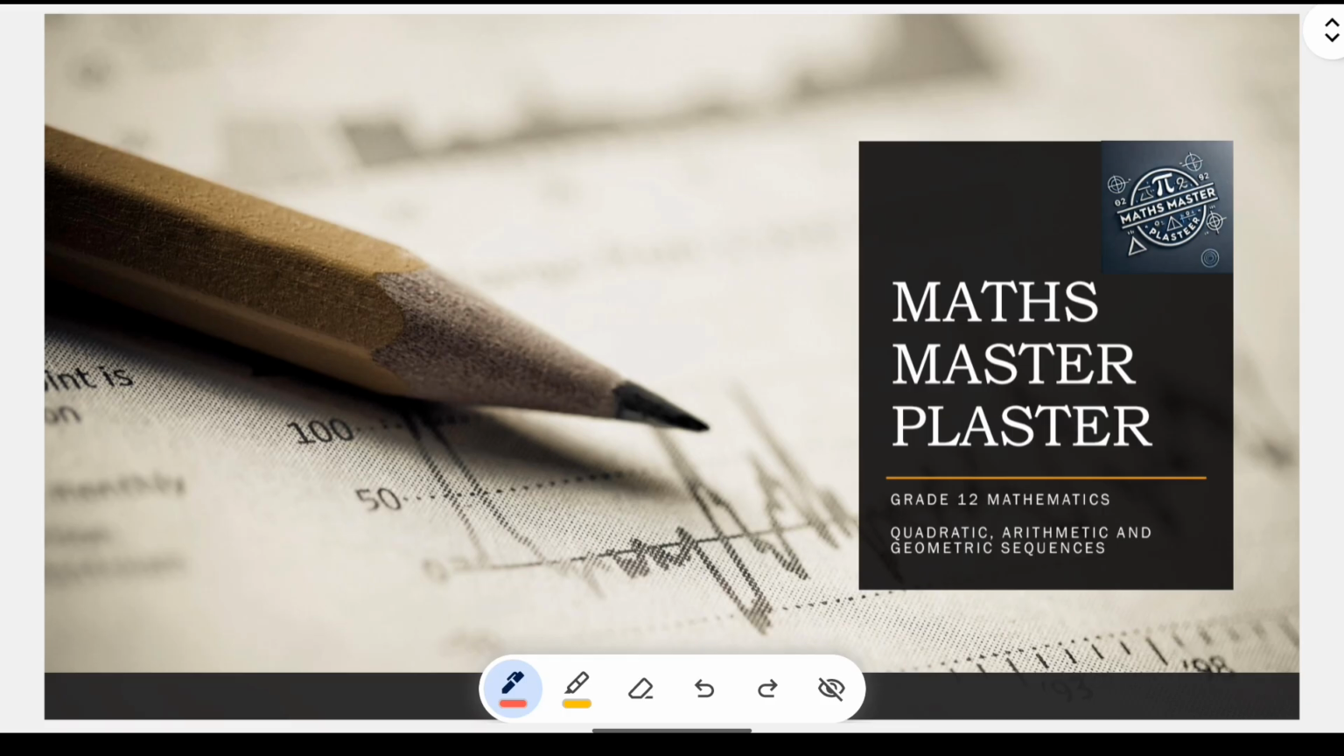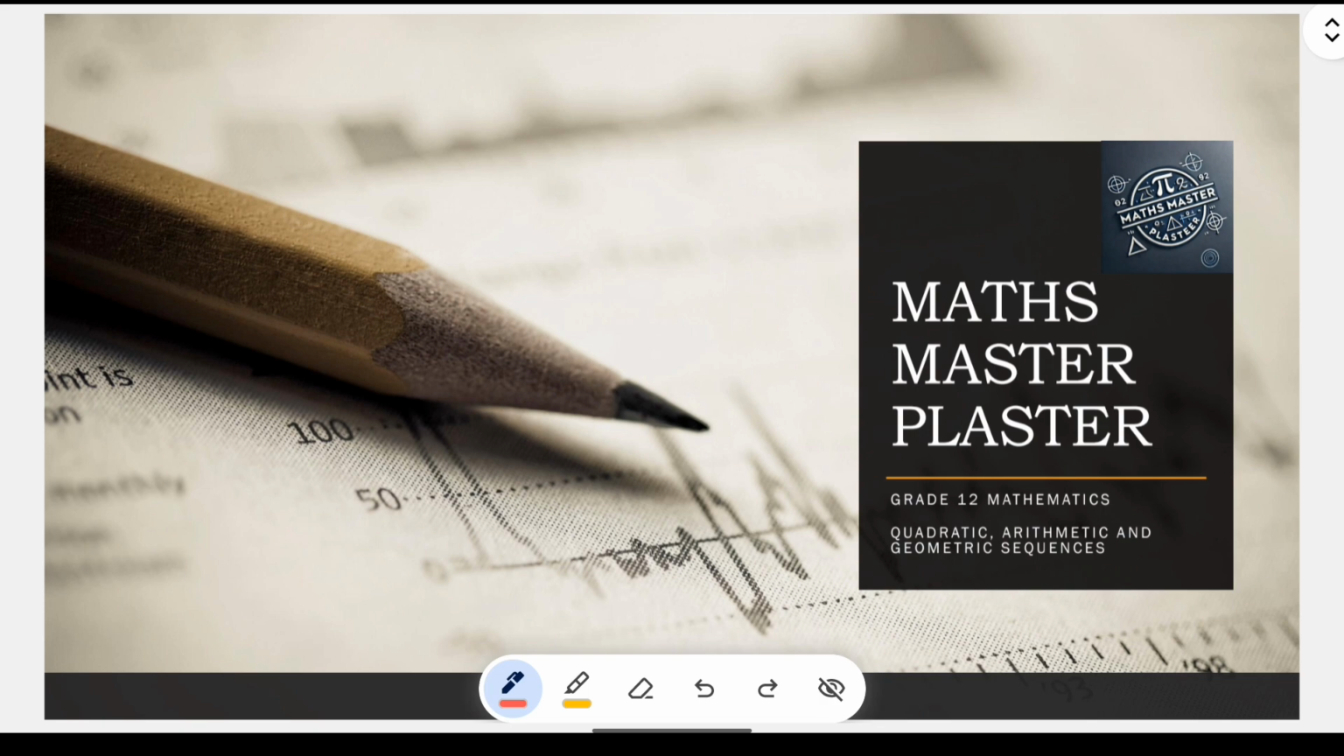By the end of this lesson, you will be able to calculate the nth term or the general term. You will be able to find the position of the term as well. So you'll be able to distinguish between the quadratic, arithmetic, and geometric sequences.